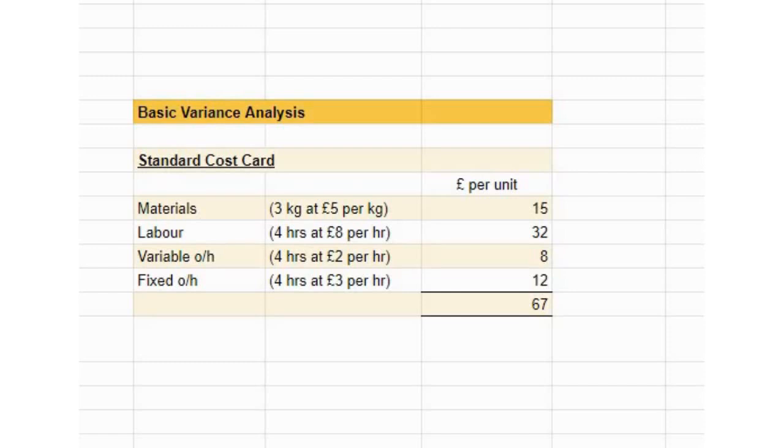The variable overheads they've estimated at 4 hours at £2 per hour, giving a total of £8 per unit. And the fixed overheads, so clearly they're using absorption costing, and they are absorbing the fixed overheads at 4 hours per unit at £3 per hour, giving a total of £67 per unit. That's the cost of each unit.